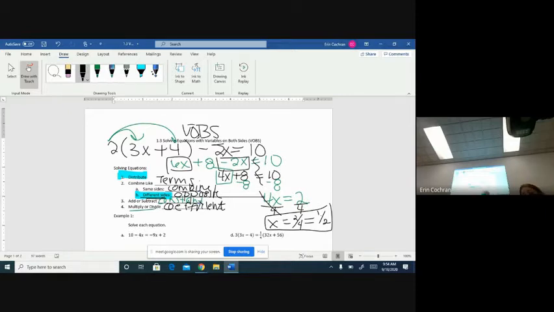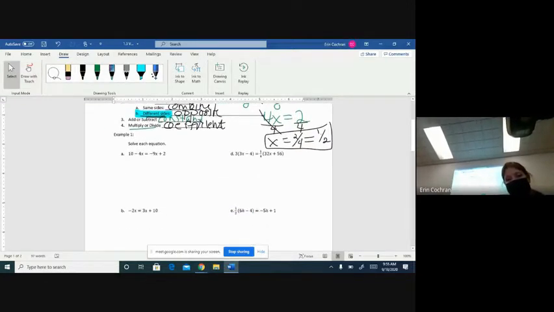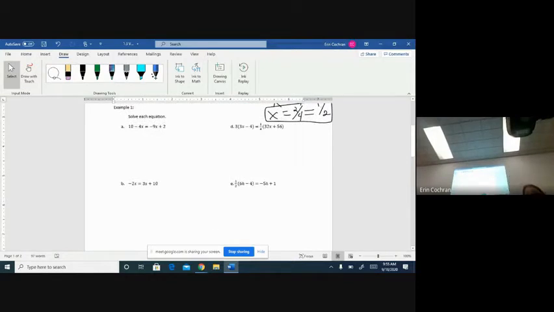So we're going to look at variables when they're on different sides. So let's look at example 1 here. All right. The nice thing about example 1 is we don't have to distribute anything, do we?